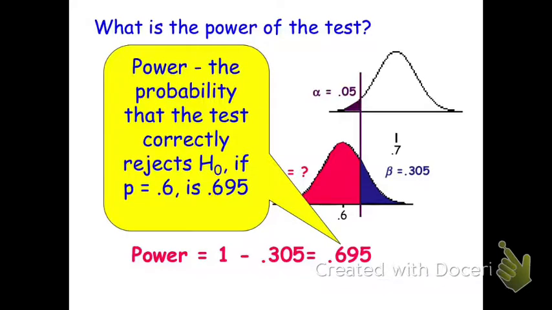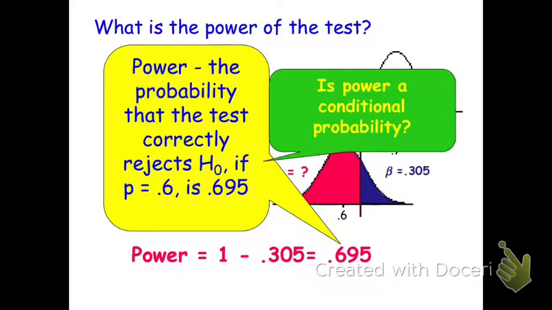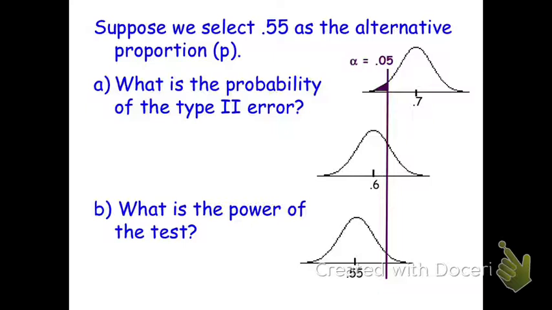We're smarter now. Is power a conditional probability? Yes, of course it's conditional. Conditional means it depends on what sample you got. So it changes based on sampling variability. If I took another sample and I got 0.55, like here, is the probability of my power going to change? Yes, because your beta is.